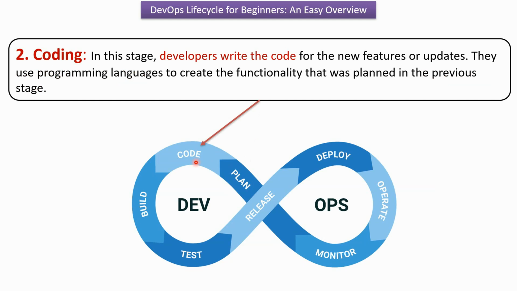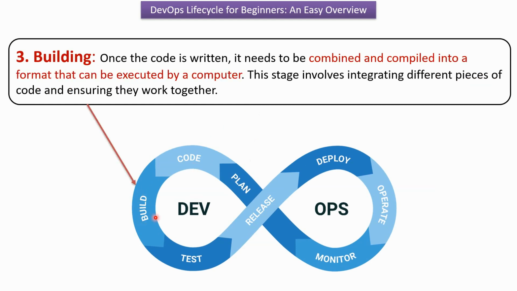Second step is coding. In this stage, developers write the code for the new features or updates. The developers use programming languages to create the functionality that was planned in the plan stage.